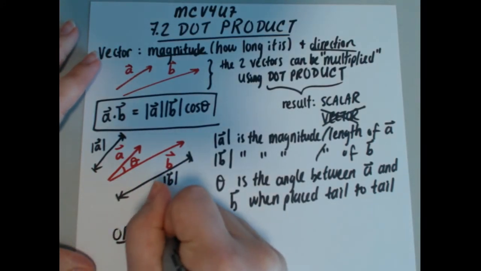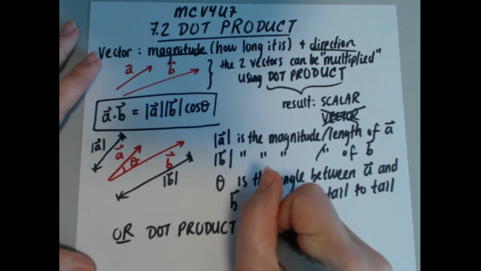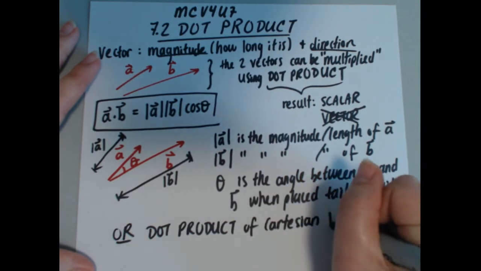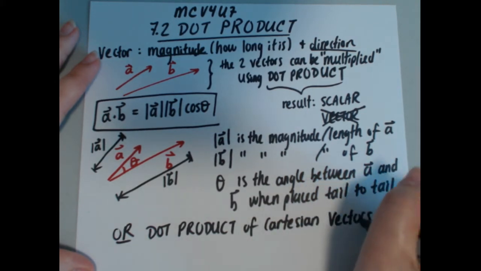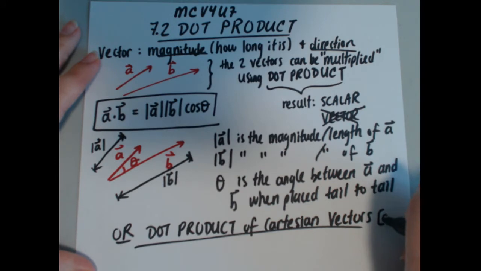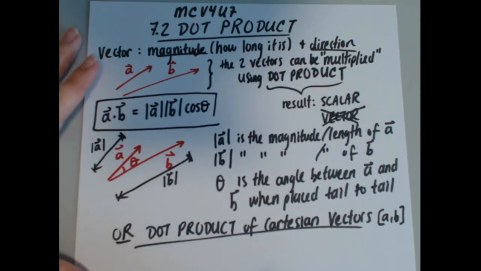Or you can take the dot product of Cartesian vectors. So this entire chapter is on Cartesian vectors. So we saw in the last video that a Cartesian vector is essentially a vector that you represent with an x component and a y component in a series of brackets. So something like this. So A comma B. All right. So in this case, there are two vectors. We have A and B.